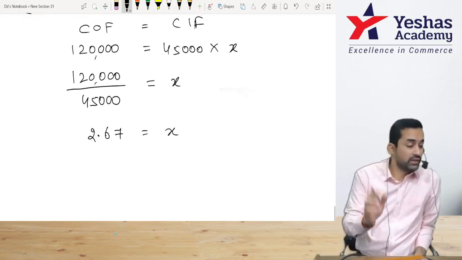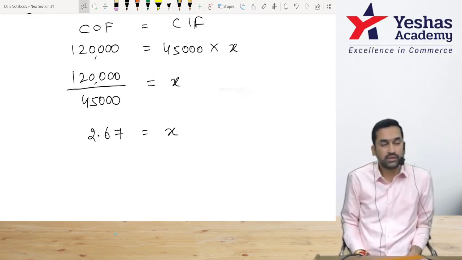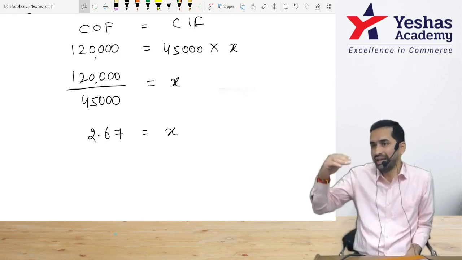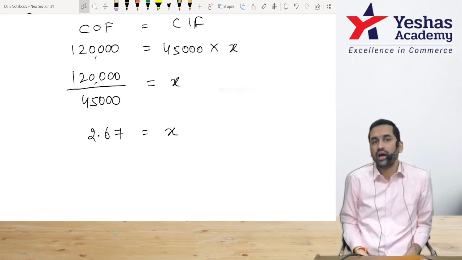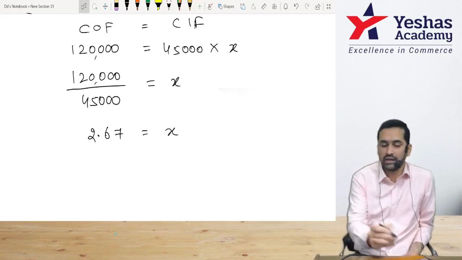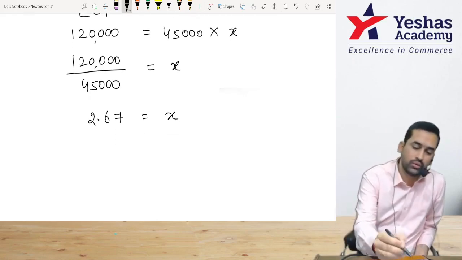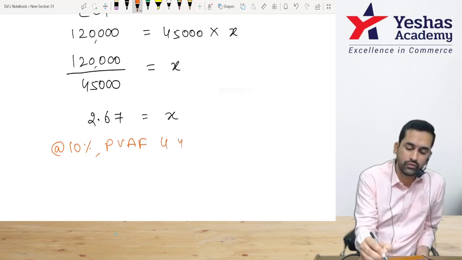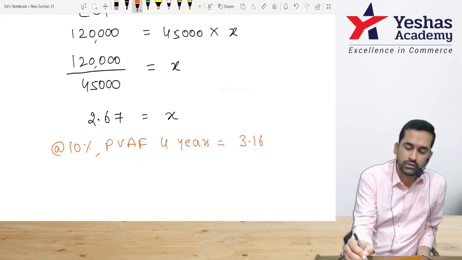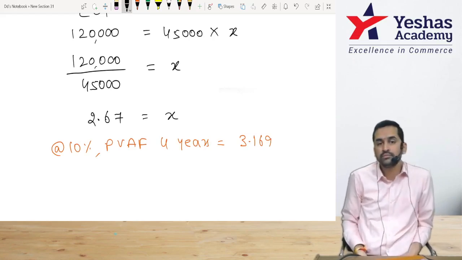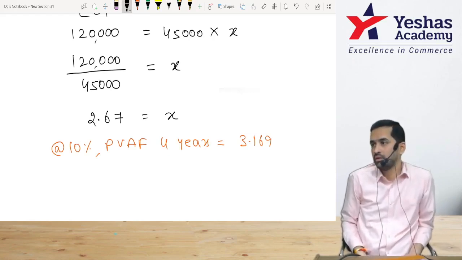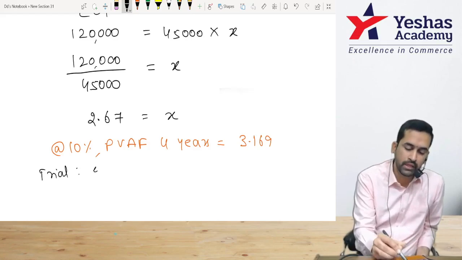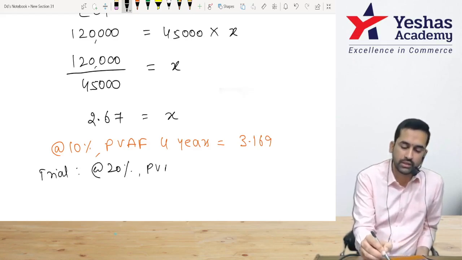Now tell me, originally we did the sum with 10%. At 10%, my summation was 3.169. I want that to come down to 2.67. That means my trial should be higher than 10%. I may take 20, I may take 30, but my target is to reach 2.67. Therefore, start writing. At 10%, PVAF for 4 years is 3.169. But you want to reach 2.67. Therefore, 20%.